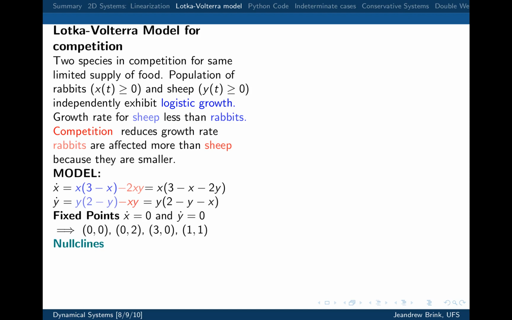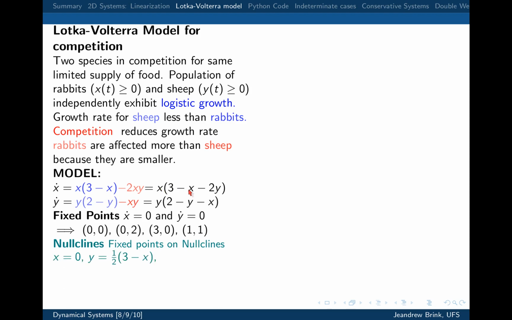Okay, so the next step we're going to do is we're going to look at the nullclines. Okay, and so the nullclines, once again, remember when x dot equals 0 is an example of a nullcline, and there the nullcline is basically x equals 0 and y equals (3 minus x) over 2.